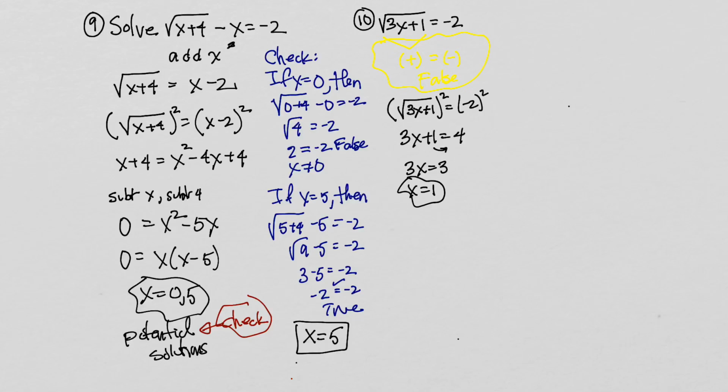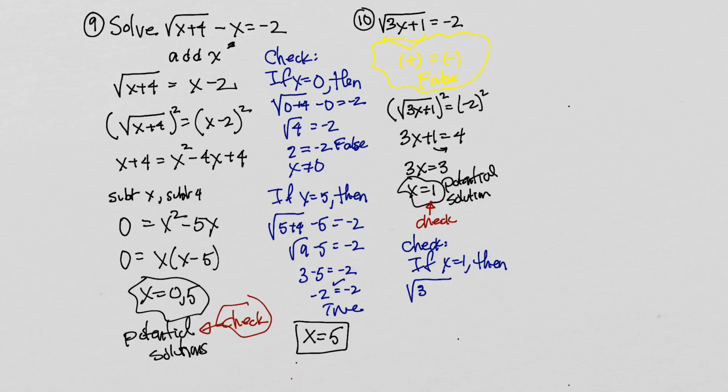But now we need to check this. So far, this is just a potential solution, and potential solutions, we need to check. All right, so let's check that. To check it, I'm going to write check, and say what I'm going to do. If x equals 1, then take that 1 and put it all the way back into the original equation. So I'll replace that x with the 1.